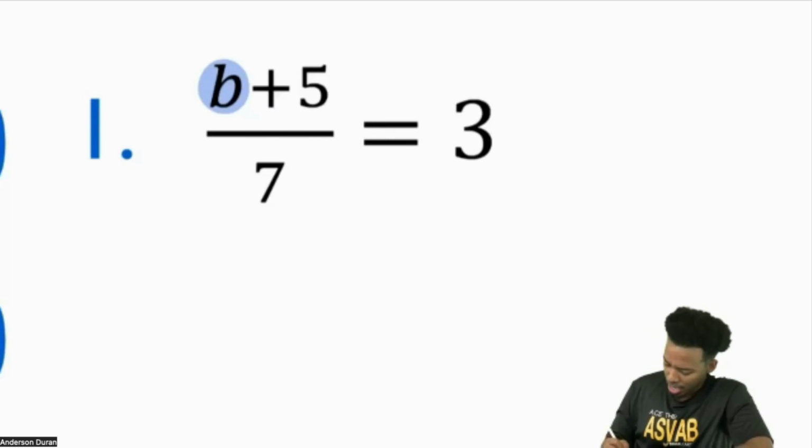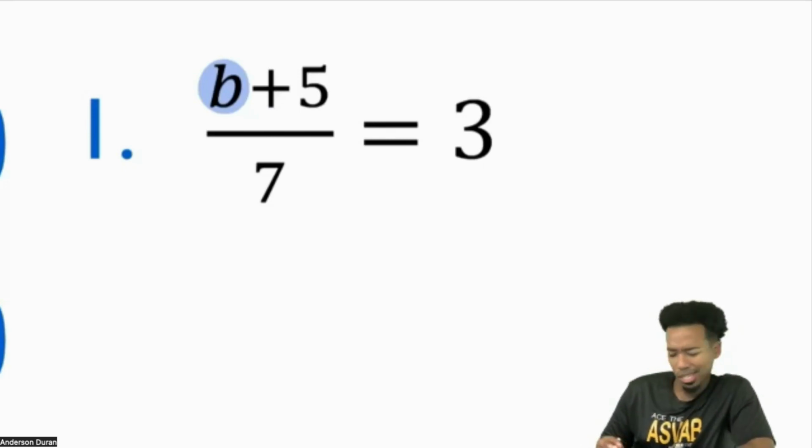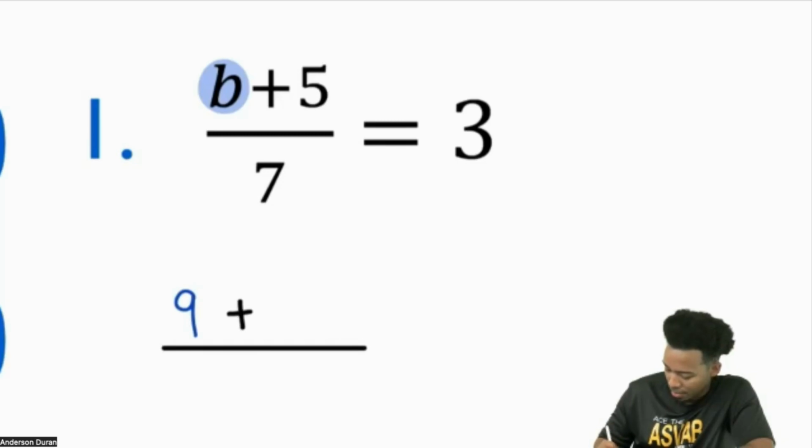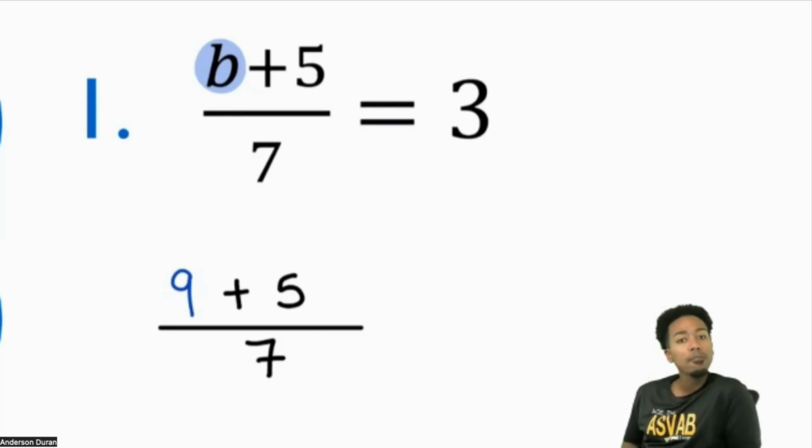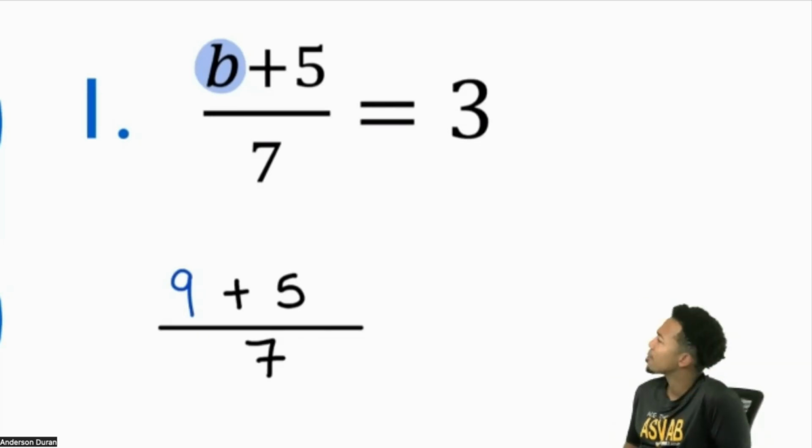Everybody, quick question. If we replace the B with a number, let's say 9, and I include everything else again, 9 plus 5 over 7. If you have that 9 there, what's the first thing that you would do? Would you do the 9 plus the 5 or the 9 divided by 7? What's the first thing that you would do?